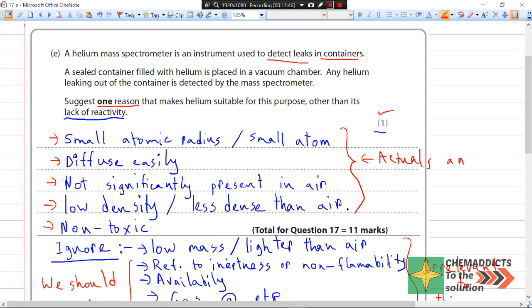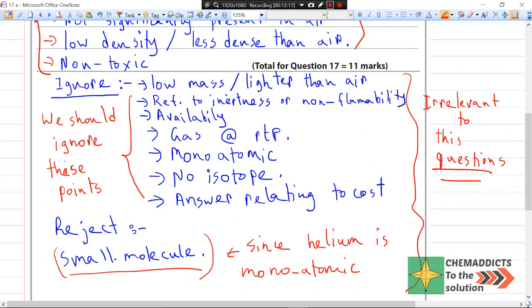Now I hope that you can differentiate these things. These are the actual answers to this question. So always try to write these points that are discussed over here. Don't try to write these points. These are irrelevant to this question, so we should ignore these facts.